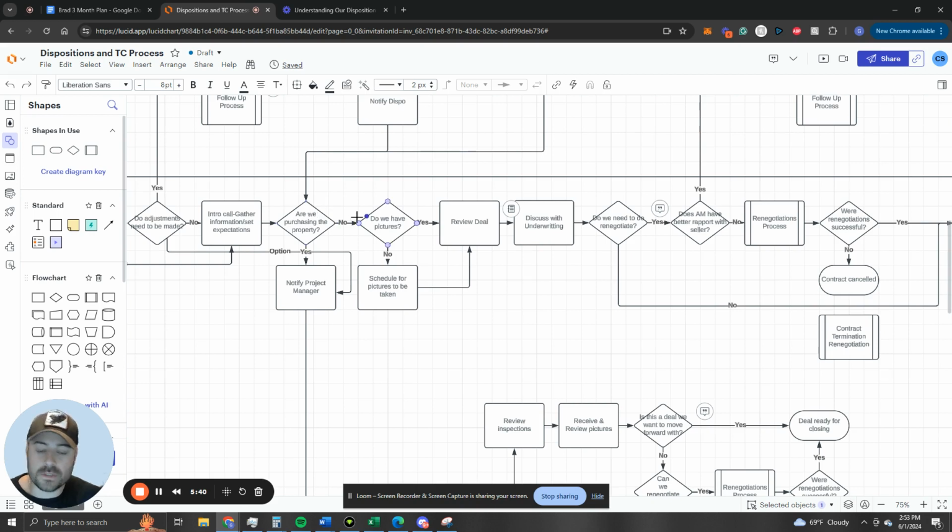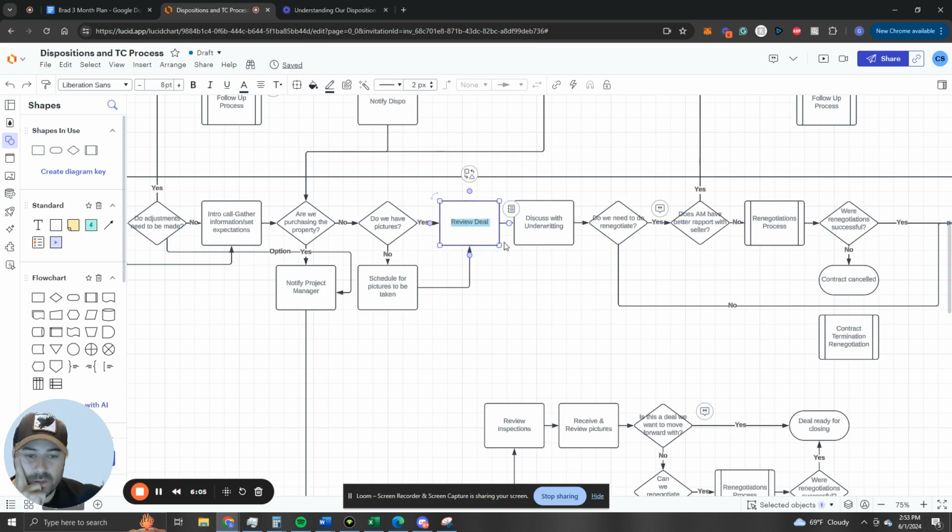Let's say we're not purchasing the property. Hope you're following me here. What we'll do is ask, do we have pictures? If no, we need to schedule for pictures to be taken. That's between Parker to do, but it's our job to make sure it gets done. As Dispo reps, we stay in touch and tell Parker we need pictures set up based on what the seller said in your intro call. Your intro call actually talks about setting up pictures with sellers, so we need to schedule those.